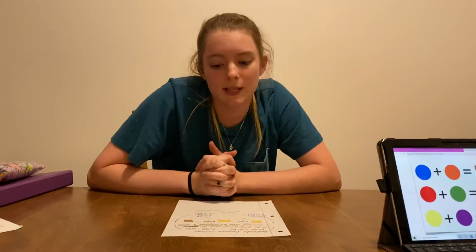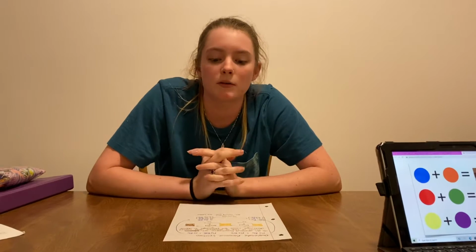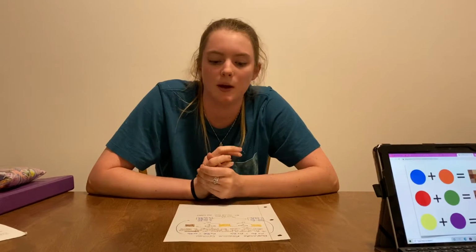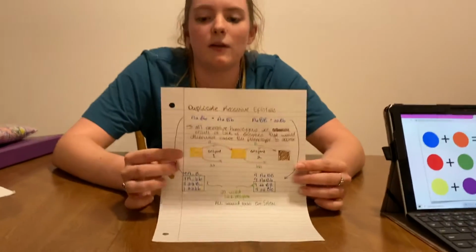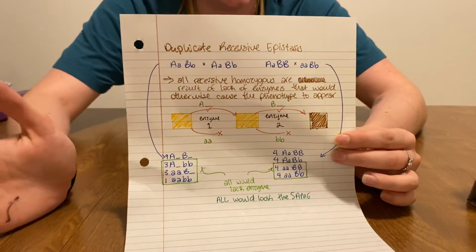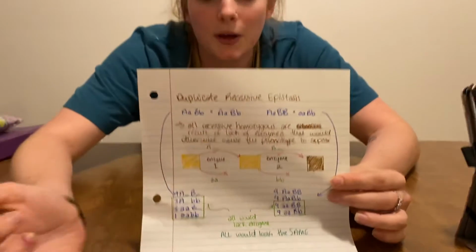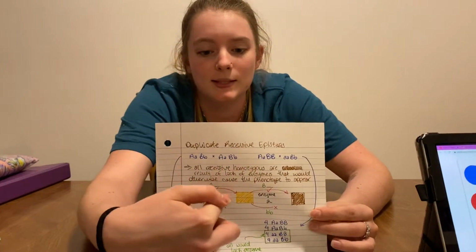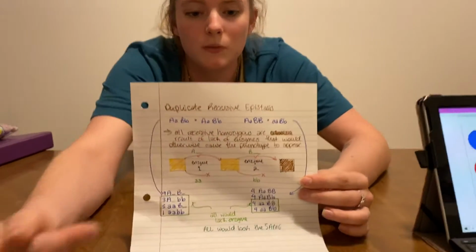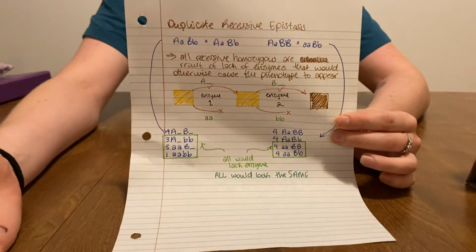So in duplicate recessive epistasis, all homozygous recessive pairs are a result of a lack of enzymes that would otherwise cause the phenotype to appear. For example, you have a yellow, whatever, it's just a color as an example before we get to brown. So if you have a big A and any other letter, you get past enzyme 1 to enzyme 2. And if you have a big B and any other letter, you get to the color brown.